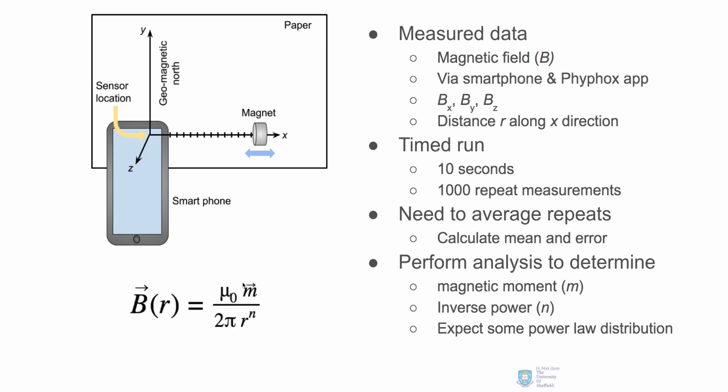And this parameter of interest is the magnetic moment. And we expect this function to depend on the distance. The distance here we call r, and it should depend on r to some power n. So the 1 over r to the power of n, some kind of inverse power law, and our analysis of our data should tell us how the magnetic field varies as we move away from the magnet.